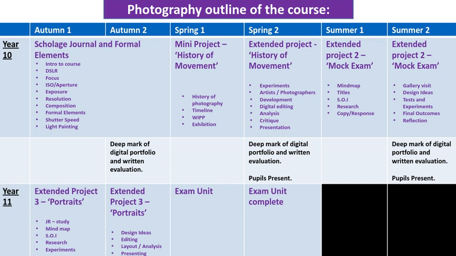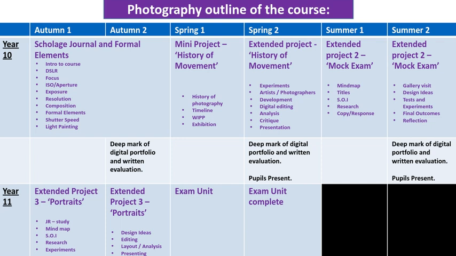In the spring term, we move into a project called the History of Photography, looking specifically at movement. We create a timeline and we look at artists and photographers in depth. We study 6 or 7 different artists and photographers during this term, and you will select your most successful photographer workshop to create a final outcome and project from.